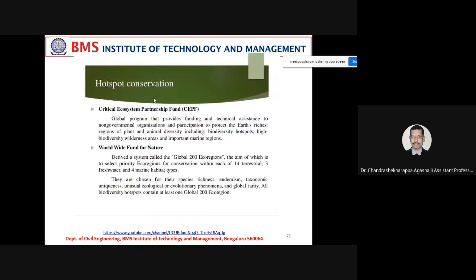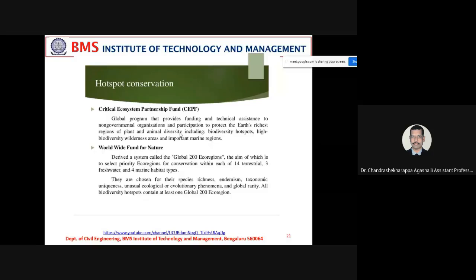And hotspot conservation. How are we going to conserve the hotspots? Critical Ecosystem Partnership is a global program that provides funding and technical assistance to non-governmental organizations, called NGOs, and they participate to protect the Earth's richest regions of plants and animals, diversity, including biodiversity hotspots, high biodiversity wilderness areas, and important marine regions.